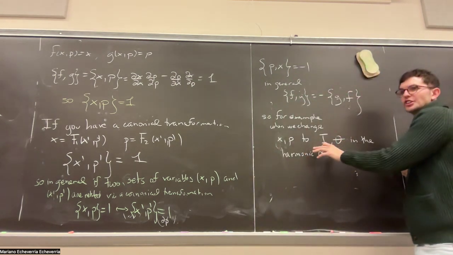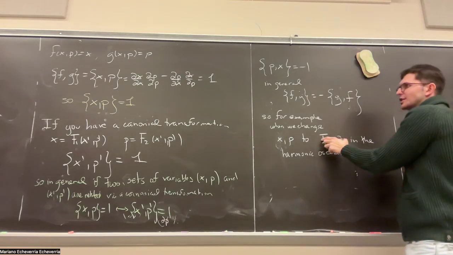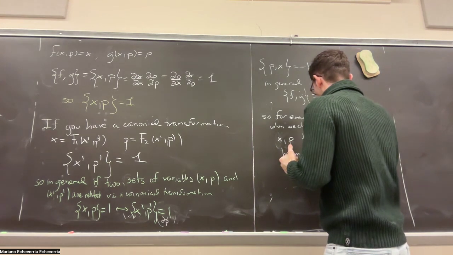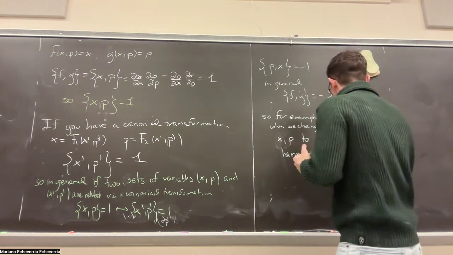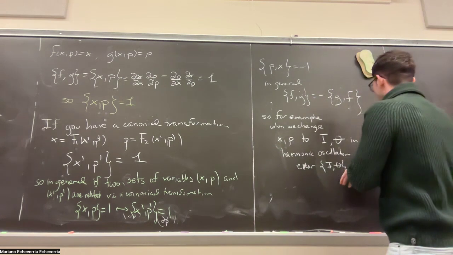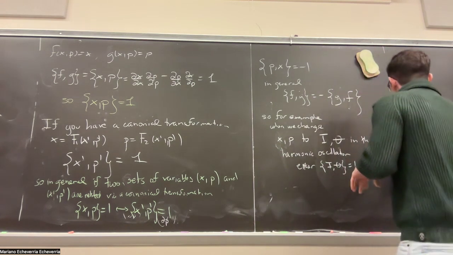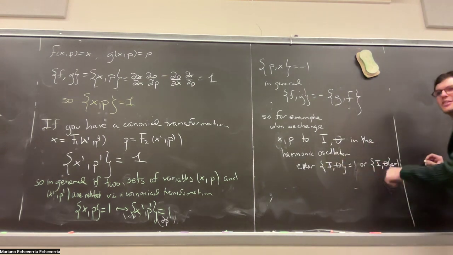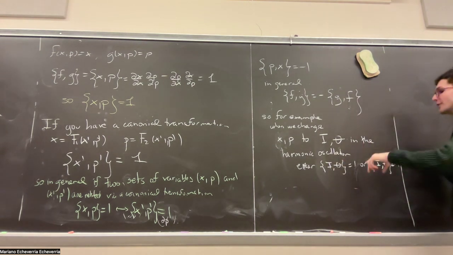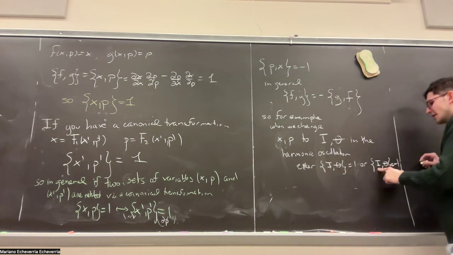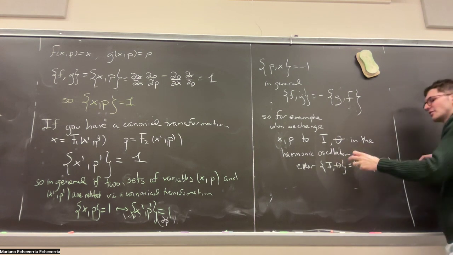Because it was a canonical change of variables, that means that one of these Poisson brackets has to be one, either {I, theta} equals 1, or it is -1. It's for sure going to be one of these two options. If it's one, that means that this is x prime and this is p prime, and if it had been -1, that means that theta is the x prime and I is the p prime. So it depends on how you arrange the variables.